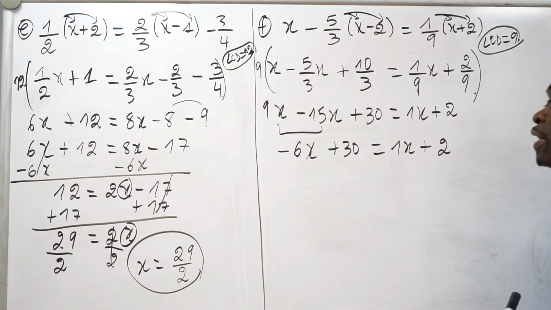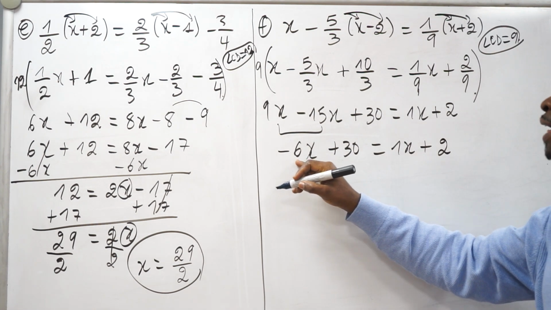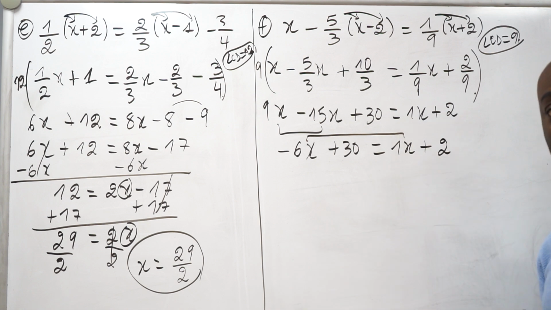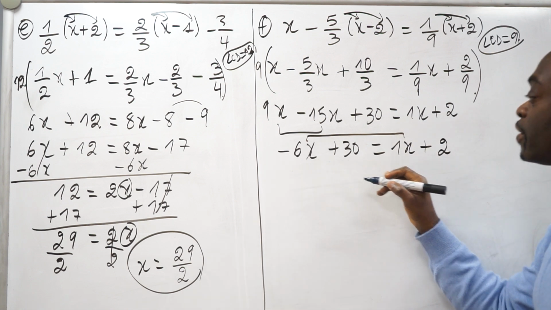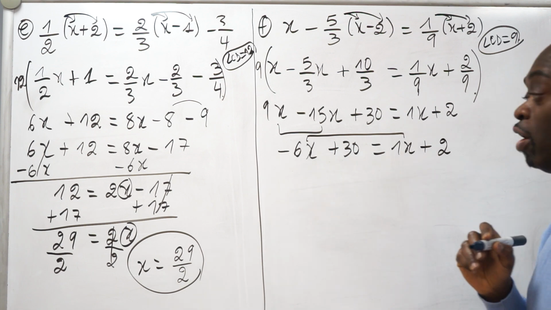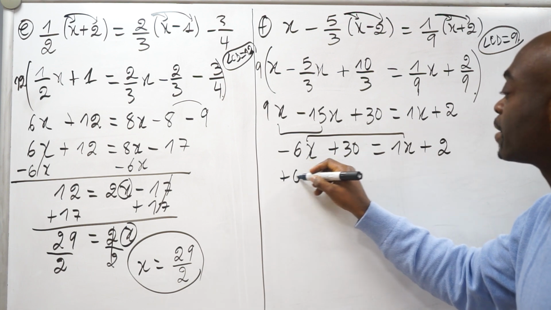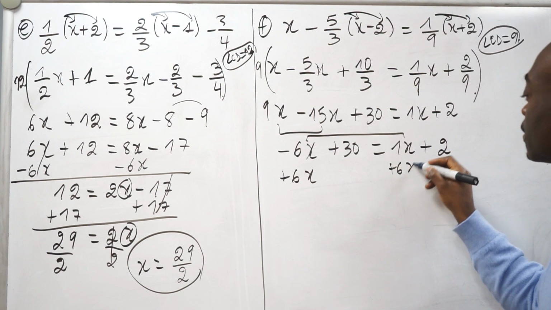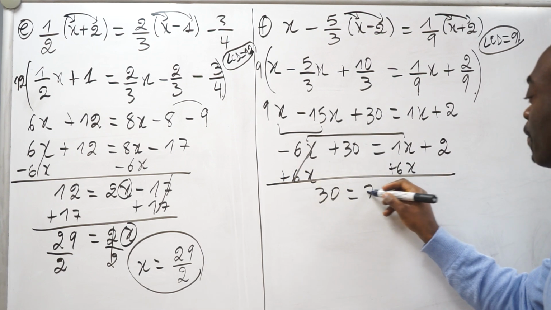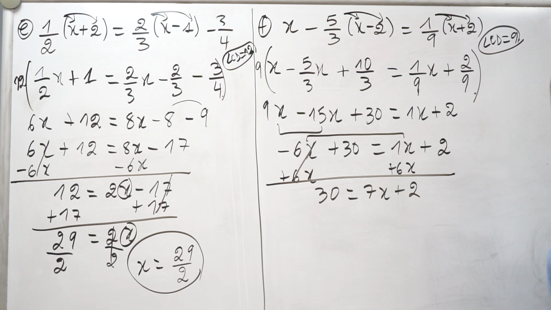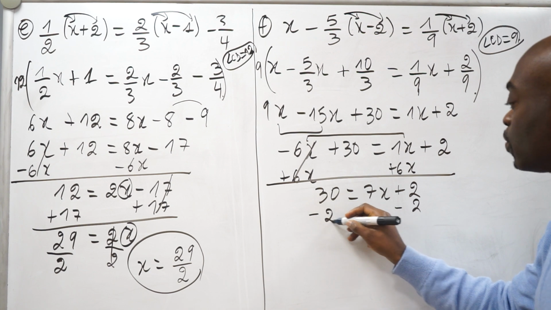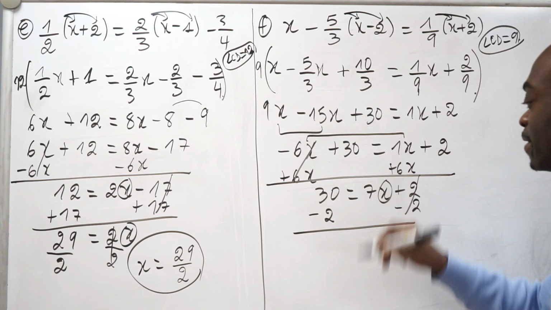All right, so in this case, we want to combine negative 6x and then 1x. These are the two like terms, okay? So what we're going to have to do is take the lowest one and then combine it with the largest one. So that means plus 6x, plus 6x. We end up with 30 equals 7x plus 2. And also, let's not forget, we have negative 2 here, negative 2 here, because we want x by itself.